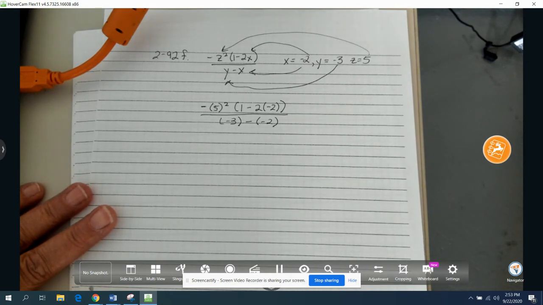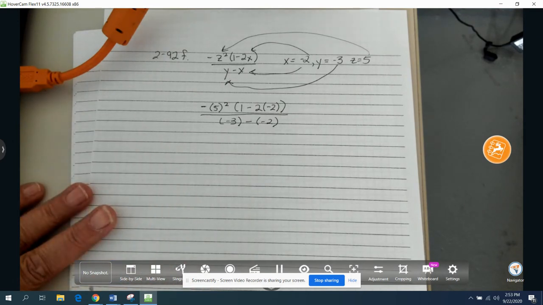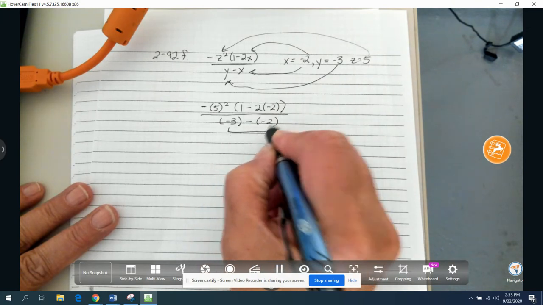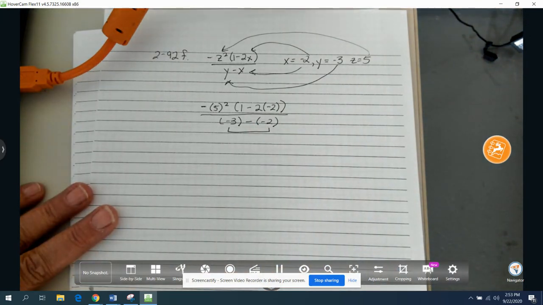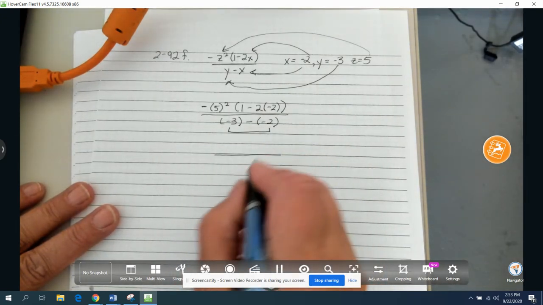All right, when I go to simplify this, you're going to want to do the numerator and the denominator separately. Start wherever you want. I'm actually going to start here in the denominator because I'm taking negative 3 and subtracting negative 2. Negative 3 minus negative 2 is the same as negative 3 plus 2. So on the bottom, that's going to be 1.